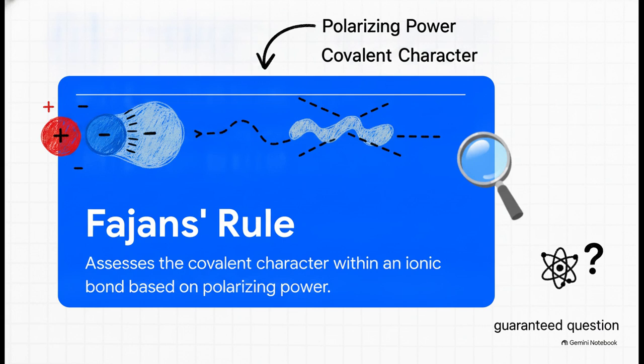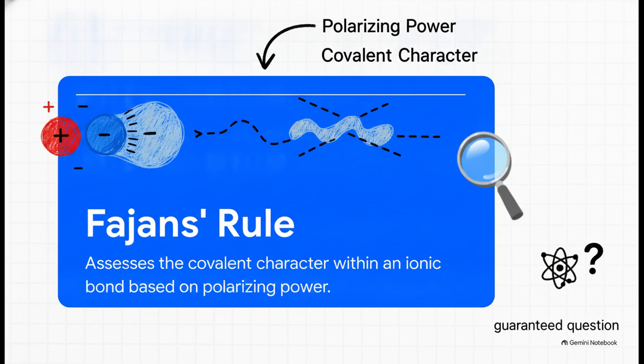Fajan's rule is a guaranteed concept in your exams, so let's really break it down. It shows us that the strict line between ionic and covalent is actually super blurry. Believe it or not, even a pure ionic bond has some hidden covalent character. अगर cation बहुत छोटा और highly charged है, like lithium for example, तो उसकी polarizing power बहुत ज़्यादा होती है.